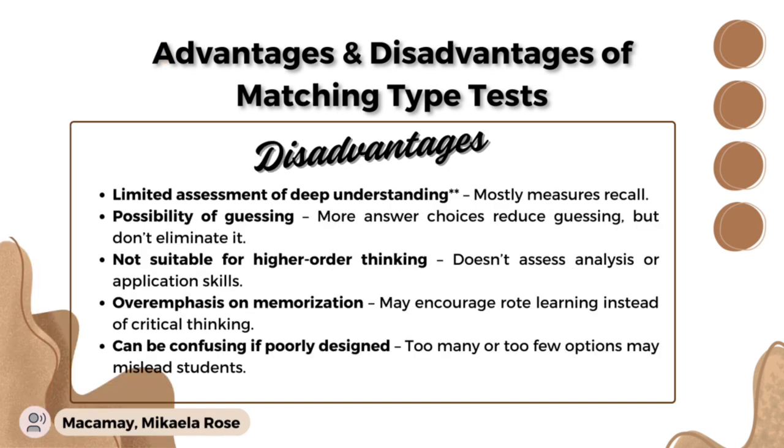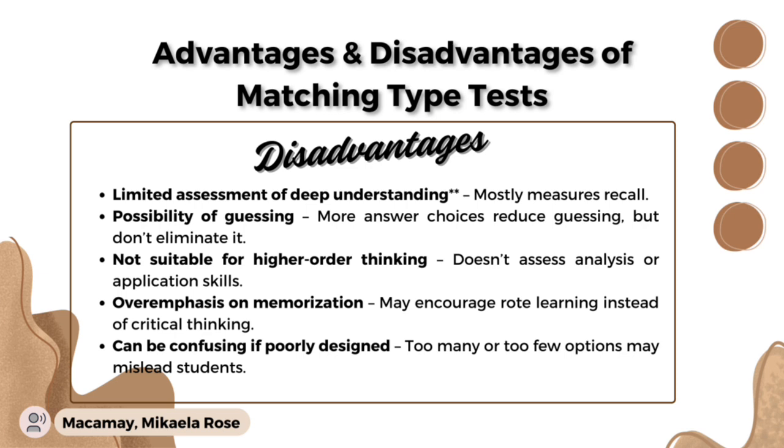Now let's proceed to the disadvantages of matching type. First is limited assessment of deep understanding, mostly measuring recall. So in this part, they are just remembering a word's definition without really knowing how it works in a sentence. That's what matching tests often do. They mostly check if you can remember facts, not if you truly understand them.